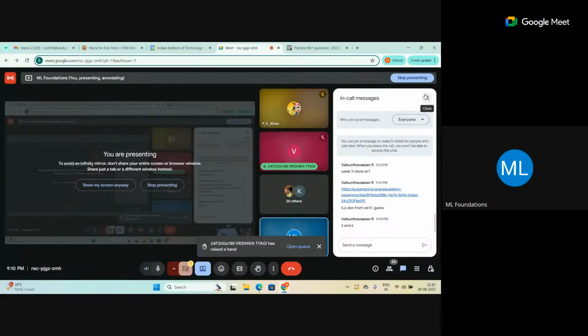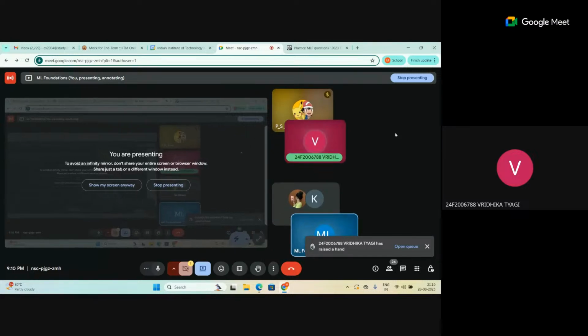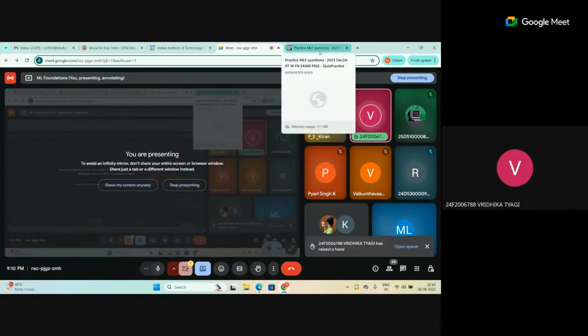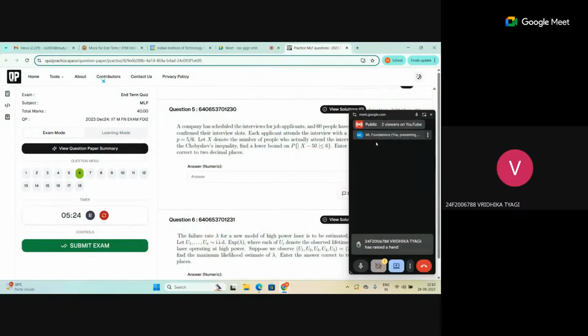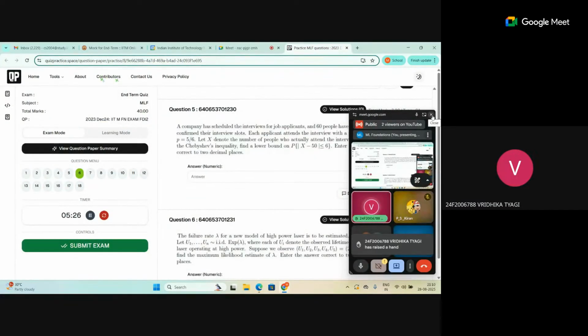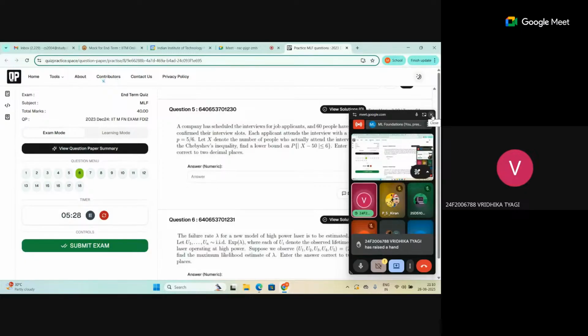Yes, Riddhika. Sir, I wanted to ask one question: how do we find the range when doing the transformation of random variables? I have a question from a PYQ. I was able to solve the transformation, but I could not guess how to take the range. Can I send it in the chat box? Yes.